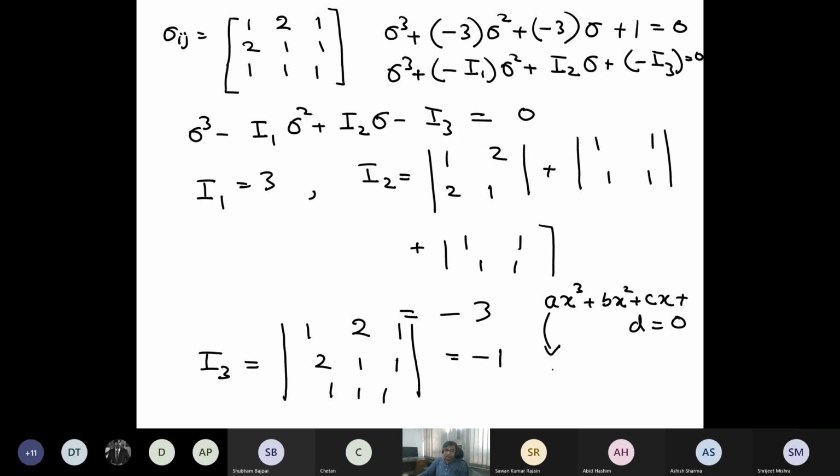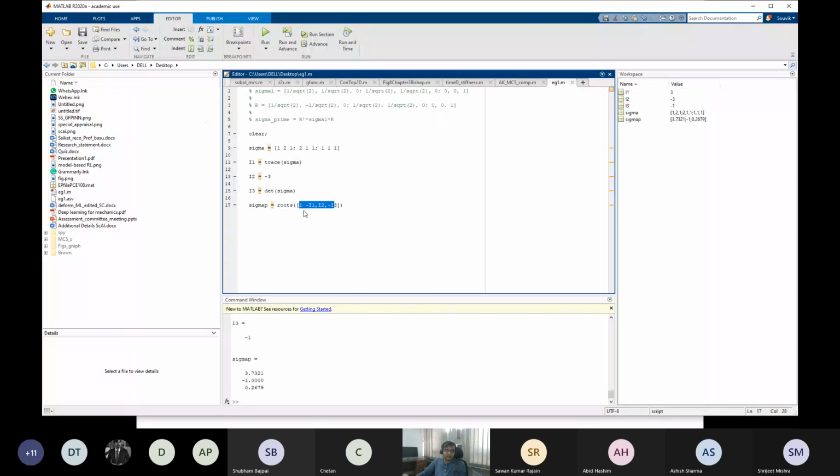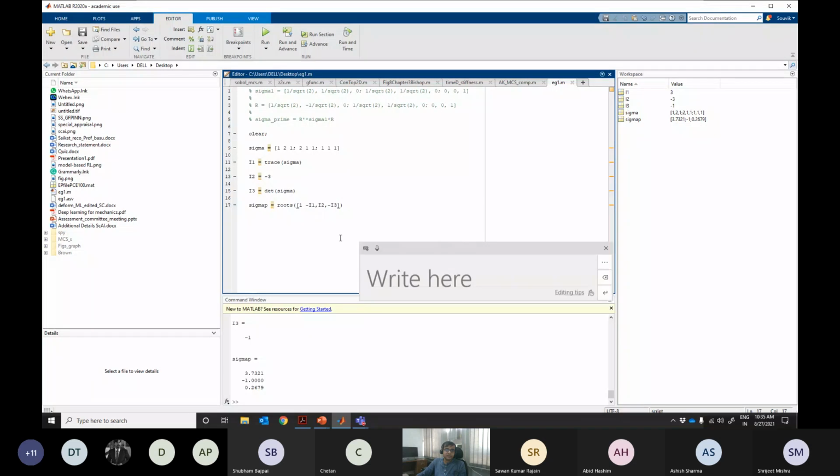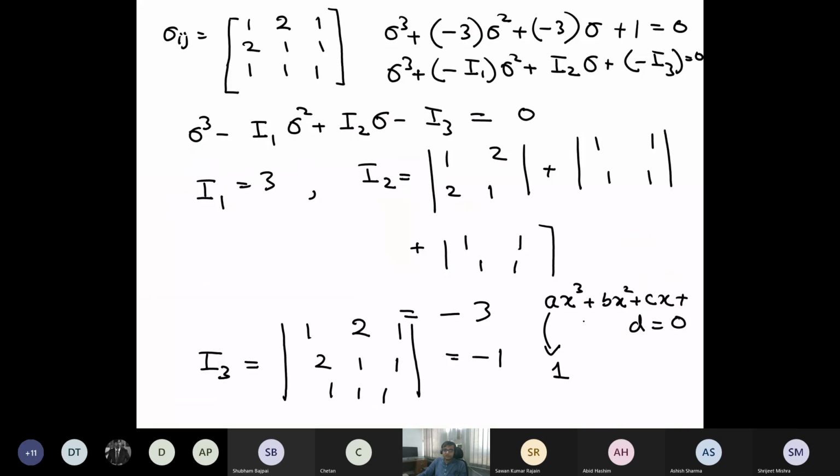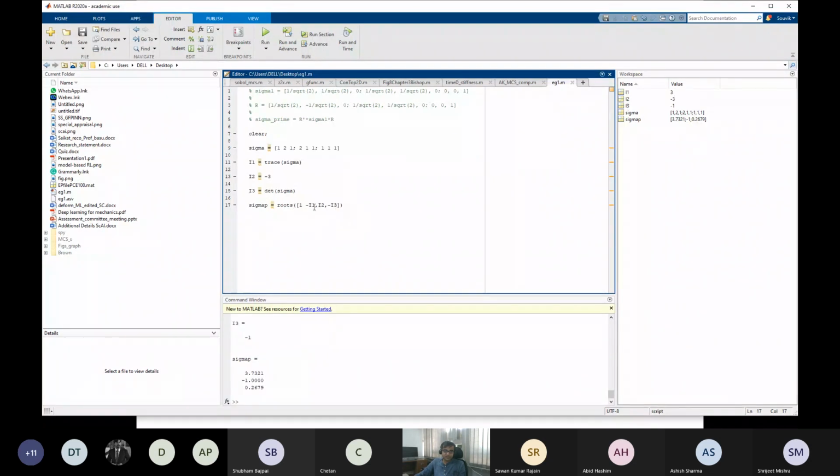So this A is equal to 1 for my case. So that is why the first term is 1. The second B is equal to minus I1. C is equal to I2. And D is equal to minus I3. And that is what I have given here. And this will solve your equation. And this is your solution.